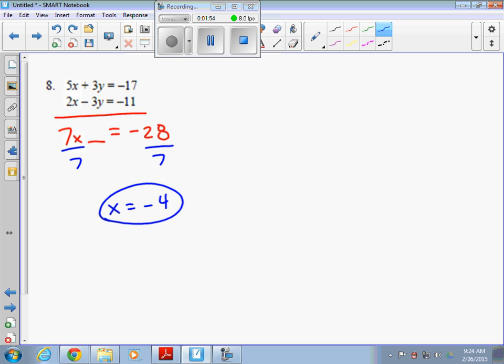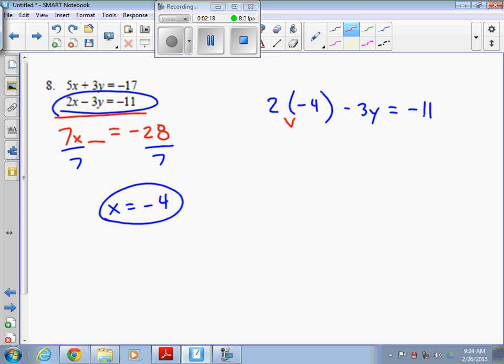Plug that back into one of the other equations. Now, the second equation looks like it might be a little bit easier to work. So 2 times x is 2 times -4. Remember, unless one looks the same, just use the top one. I just think it's easier with that bottom one. Minus 3y equals -11. Again, make sure when you're bringing that one out that you're not leaving anything off or any negatives or anything like that.